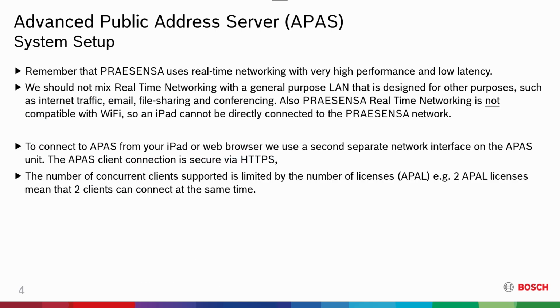So let's look at the configuration. So before we start, we have to remember how the PRAESENSA system is configured. For those of you who've been on the training course, you know that the PRAESENSA network is a very specific high-performance network. It's not designed to share traffic with other types of internet or network devices. So we shouldn't mix the real-time networking on the PRAESENSA network with a general-purpose LAN. So in this case, we notice that the APAS device has 2 network ports, one for the PRAESENSA connection and one for the LAN connection.